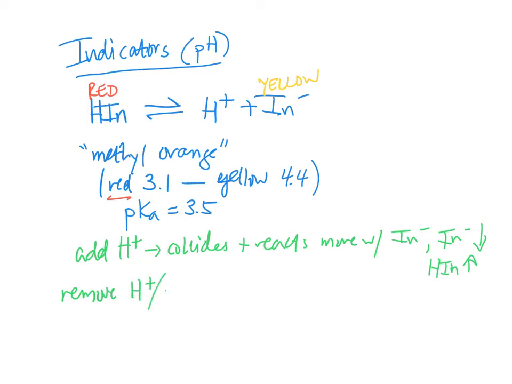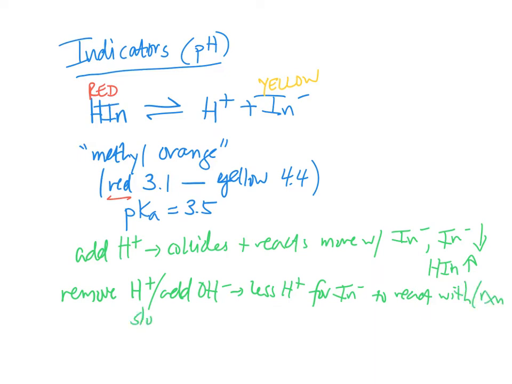So if I remove H plus or add OH minus, so if things are getting less acidic, when you do that, you're basically removing a product. So the IN minus has less to react with. There's less H plus for IN minus to react with, so its reaction rate slows. So the HIN produces more IN minus. And when it produces more IN minus, you're going to get more and more yellow, and you're using up the red as you do that.